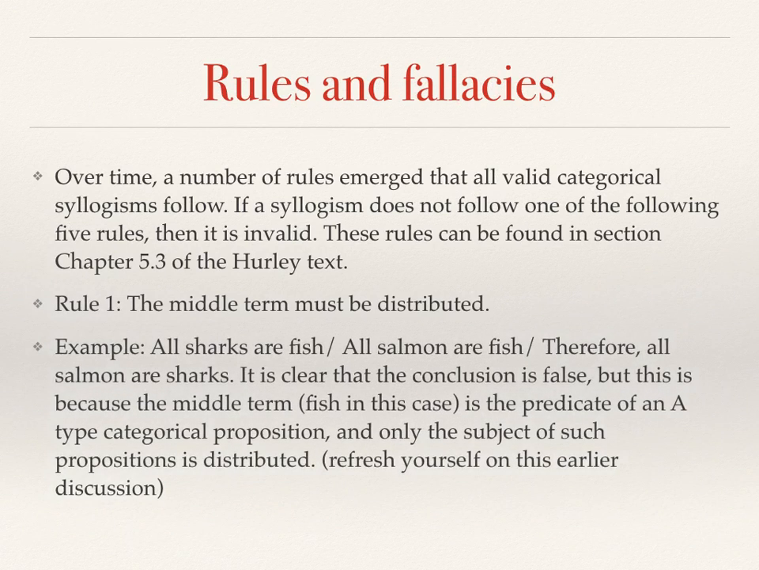For example, here's an argument. All sharks are fish. All salmon are fish. Therefore, all salmon are sharks. It is clear that the conclusion is false, but this is because the middle term, fish in this case, is the predicate of an A-type categorical proposition, and only the subject of such propositions is distributed. So that's a violation of the rule that the middle term must be distributed, and so that's why it's invalid. It doesn't follow the rule. So that's rule number 1.